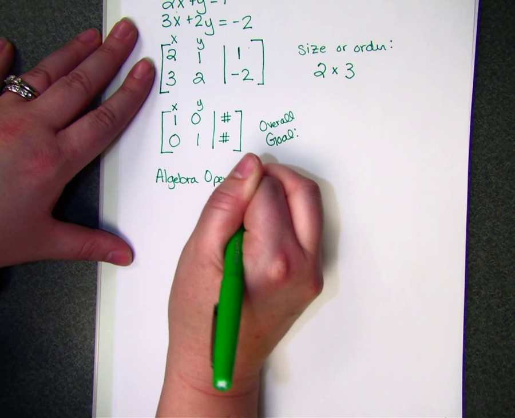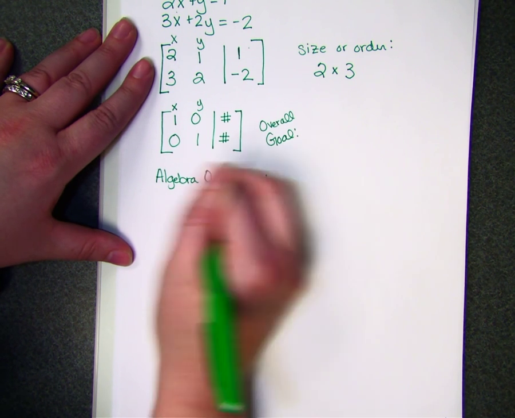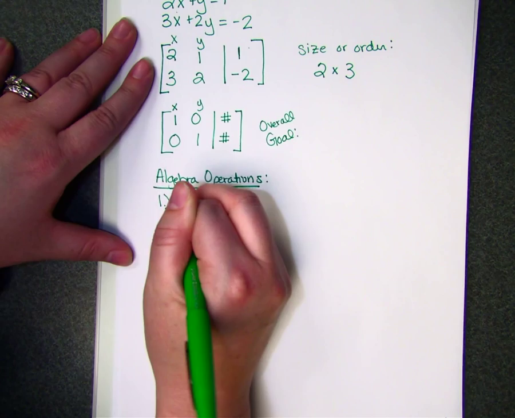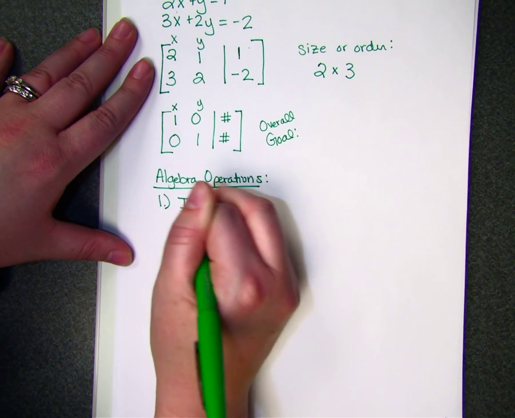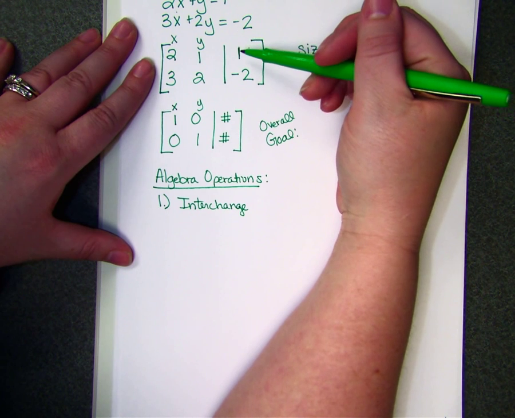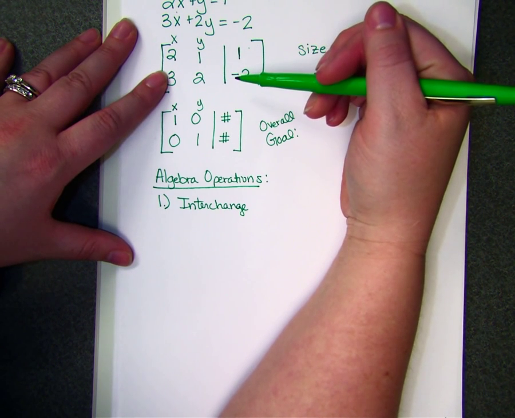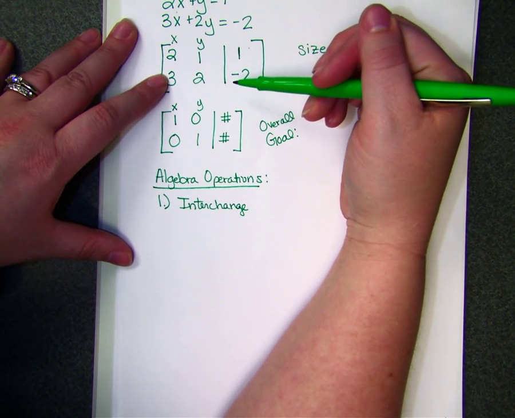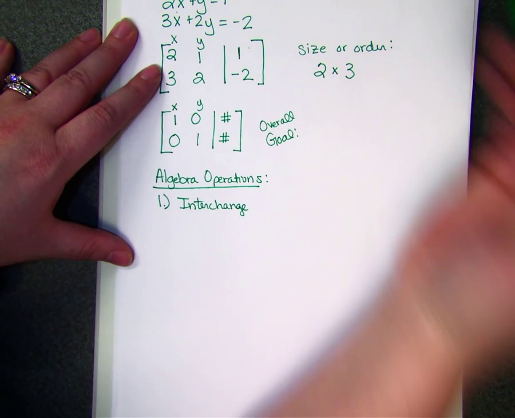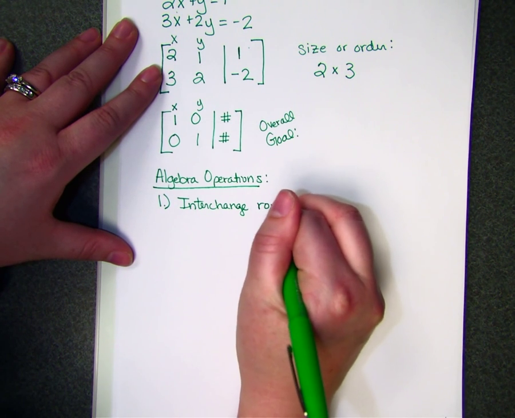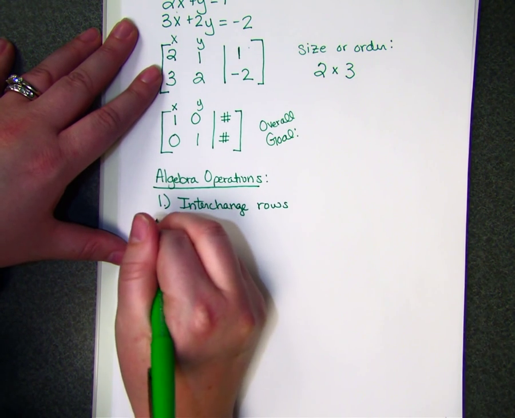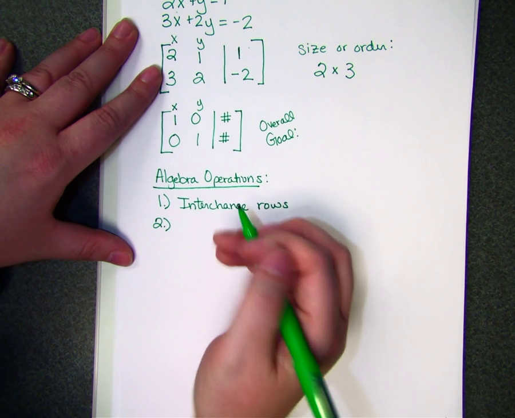So the three things that we're allowed to do to a matrix. The first is interchange rows. So what that means is we could take row number 1, move it down here, let it become row number 2, take row number 2, move it up to the top, and let it become row number 1. I don't know if that's going to help us that often, but maybe we can find a use for it.